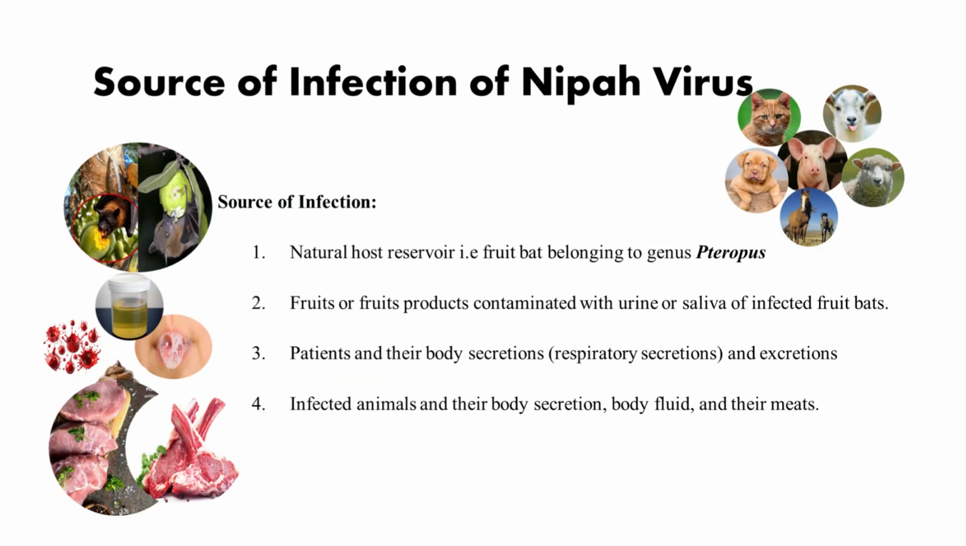Now, let's talk about the sources of infection of Nipah virus. The first source of infection is the natural host reservoir, i.e. fruit bats belonging to genus Pteropus. Secondly, fruits or fruit products contaminated with urine or saliva of infected fruit bats. Thirdly, the patients and their body secretions, respiratory secretions, and excretions. Fourthly, infected animals and their body secretions, body fluids, and their meat.